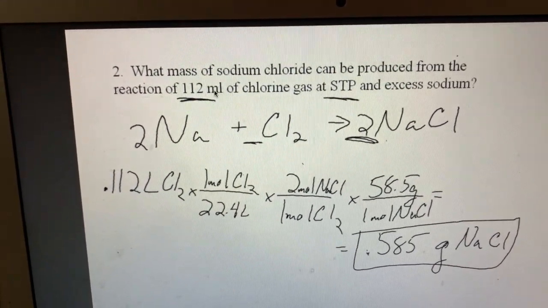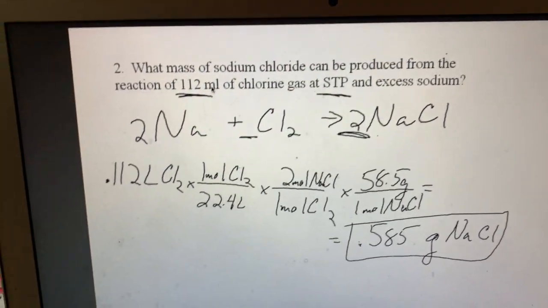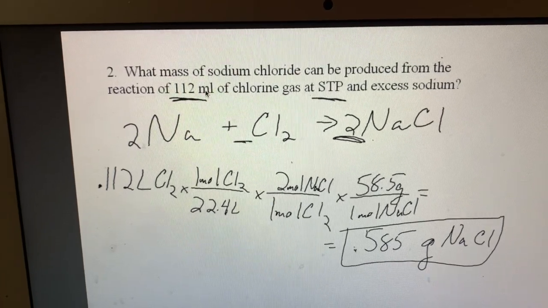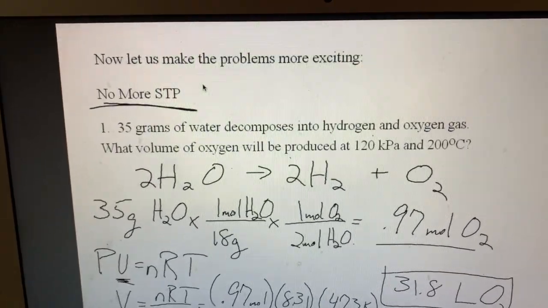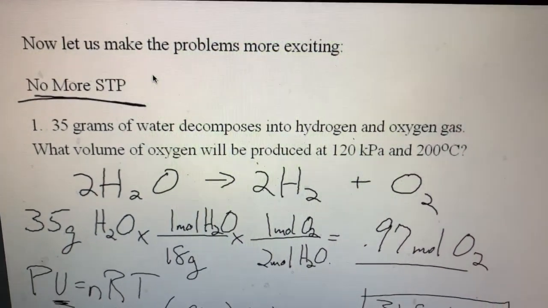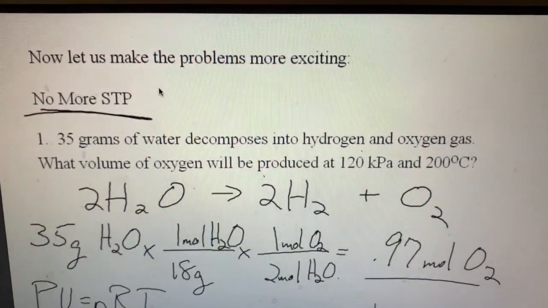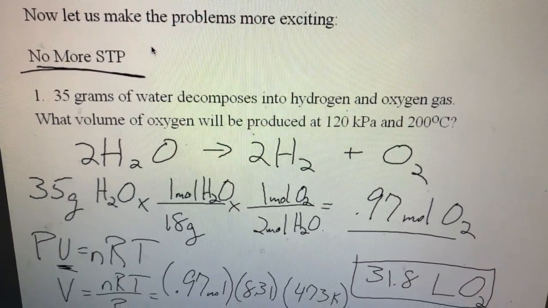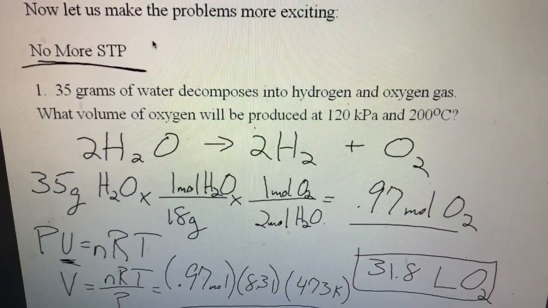All right. Fantastic. Okay, so not all of our problems are going to be at STP. And if they're not, that means that you have to do a little bit more work. All right, so no more STP. I have 35 grams of water that decomposes into hydrogen and oxygen gas. There's my balanced equation. What volume of oxygen will be produced at 120 kilopascals and 200 degrees Celsius?